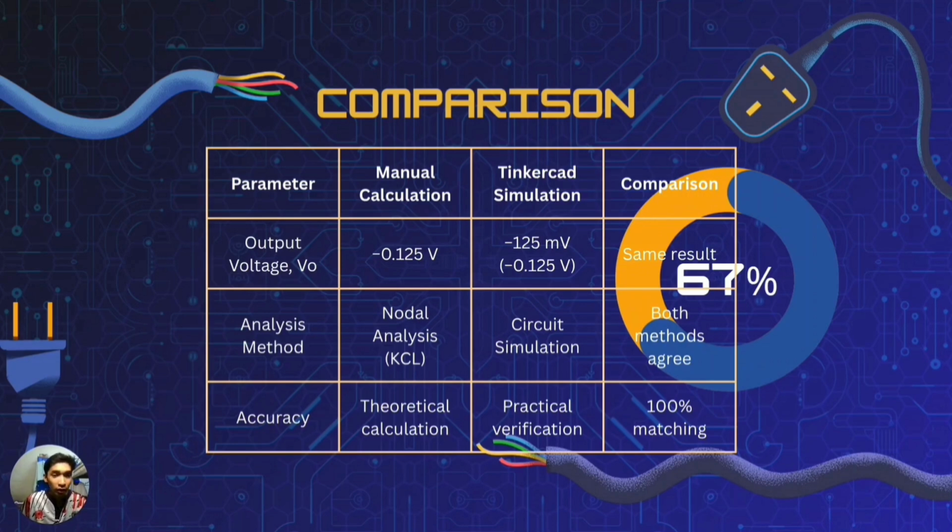And the accuracy for the two of these methods is theoretical calculation and practical verification. With accuracy, a manual calculation may have some human error, but the simulation is perfect and doesn't have any error.